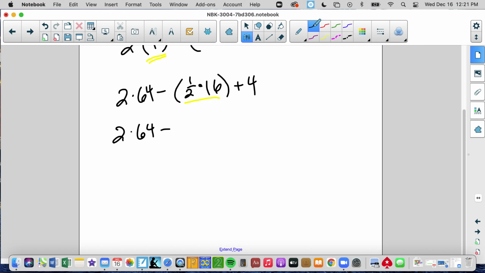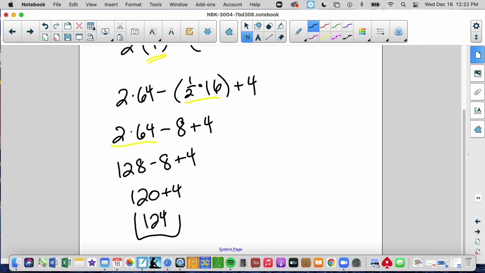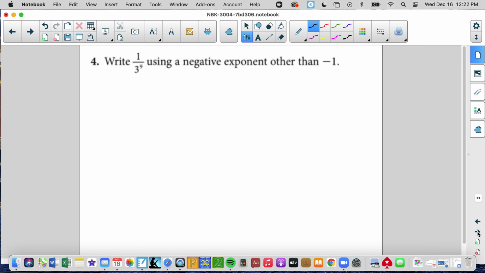Half of 16 is 8 plus 4. So that negative just gets lopped onto what is inside those parentheses. Now we're going to do multiplication before addition and subtraction. So 2 times 64 is 128 minus 8 plus 4. We're going to do the subtraction before the addition because addition and subtraction are equal weighted in orders of operations, and we'll do it left to right. So that gives me 120 plus 4 is 124 would be my answer.